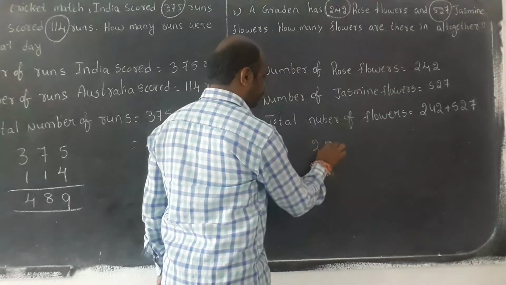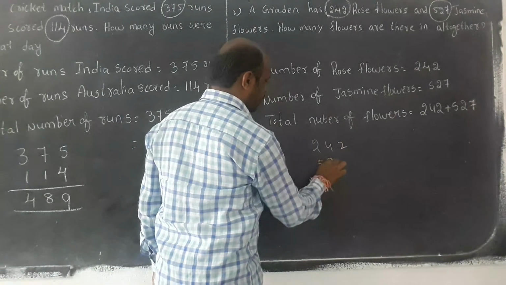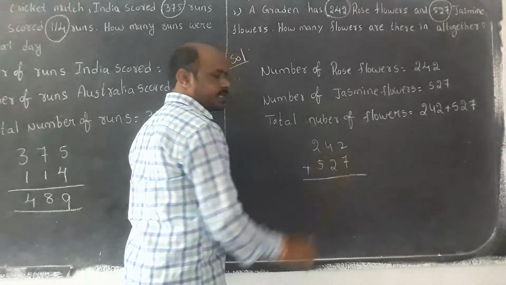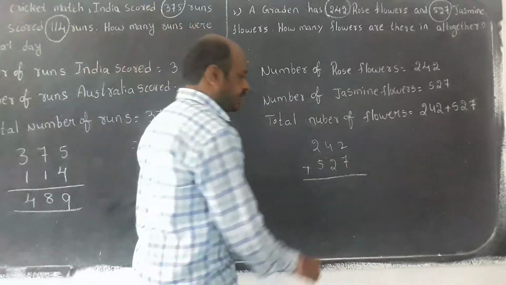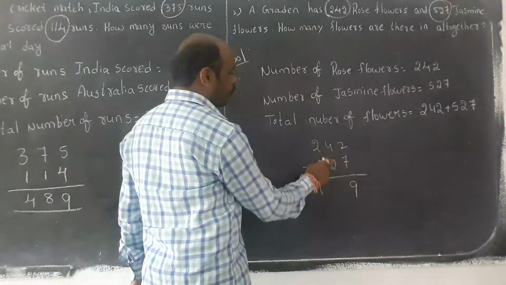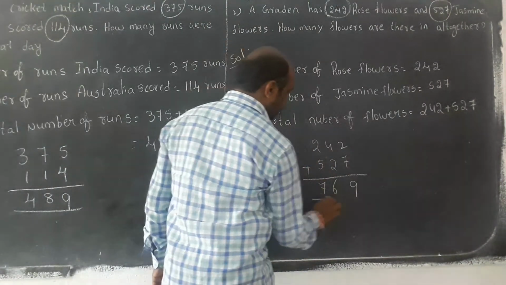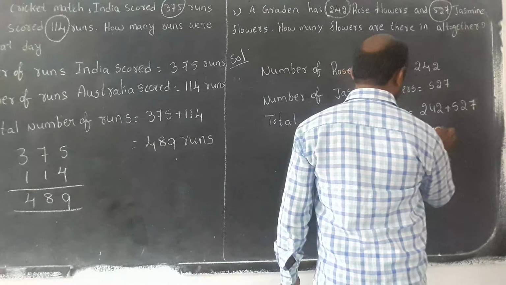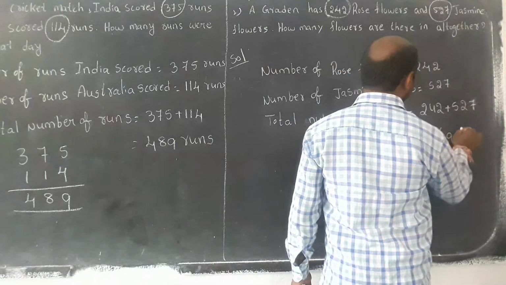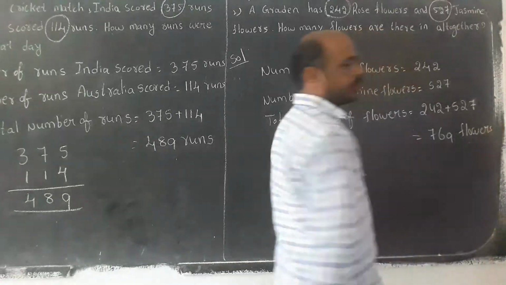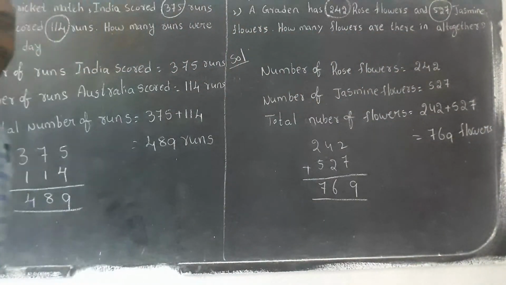242 and 527. Addition: 2 plus 7 is 9. 4 plus 2 is 6. 2 plus 5 is 7. Total how many are there? 769 flowers. The story sum is about flowers.